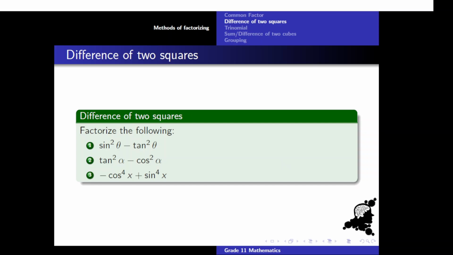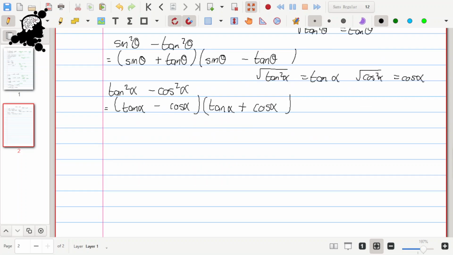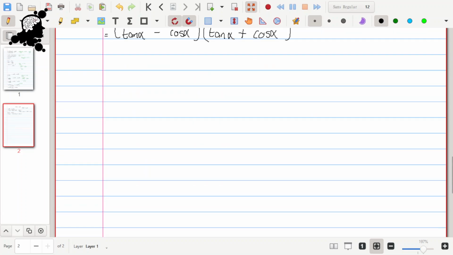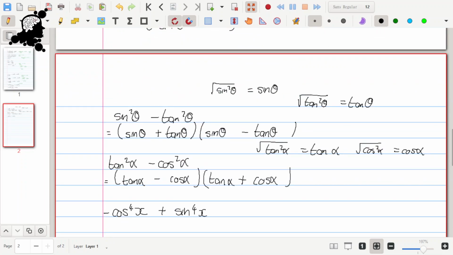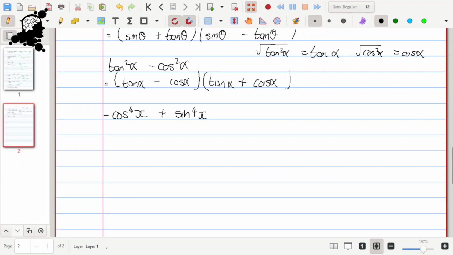This one is a bit interesting. Negative cos to the power 4x plus sine to the power 4x. Let's see what we could do here. So if I could just make some room, we have got negative cos to the power 4x plus sine to the power 4x. Now, we've got two terms. They've got different signs. Are these perfect squares? At first glance, you might be thinking, but in the previous two questions, we had exponents of 2. We don't have an exponent of 2, therefore this is not a perfect square.